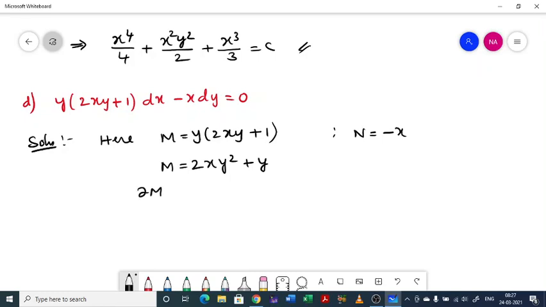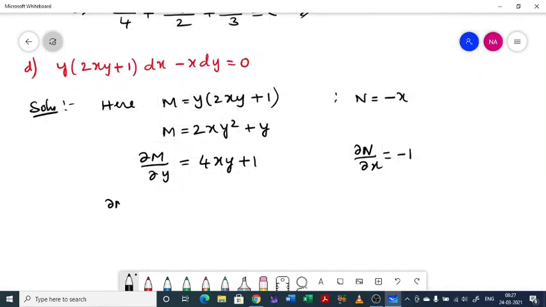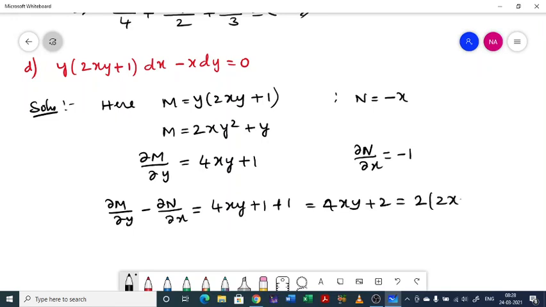Now ∂M/∂y, that will be 4xy plus 1, ∂N/∂x is minus 1. So if you take the difference, ∂M/∂y minus ∂N/∂x is equal to 4xy plus 1 minus of minus 1, right? So it will be plus 1. So it is 4xy plus 2. So if you take 2 outside, 2 times (2xy plus 1). So it is close to M.